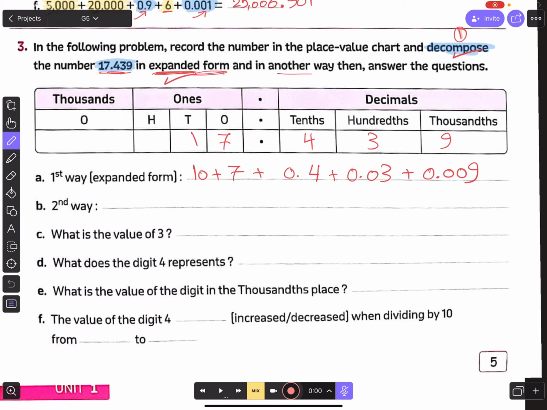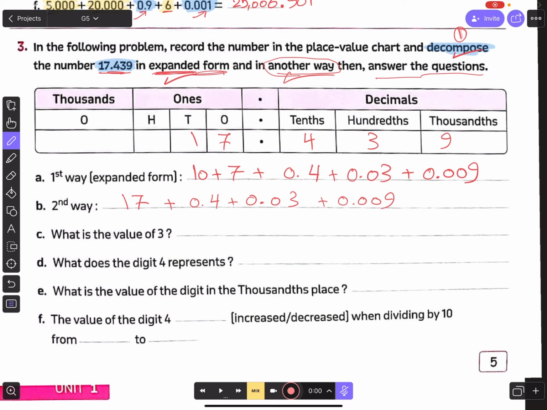And in another way, so let's write this in another way. We can write 17 as it is and cut the decimal. 0.4 plus 0.03 plus 0.009. We finished the other way. Then answer the questions. Let's move to the questions.